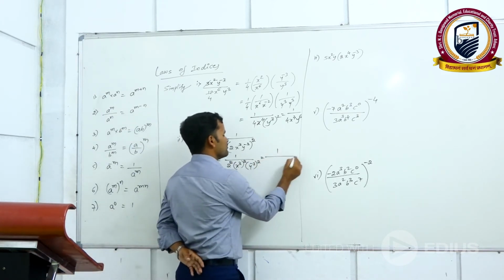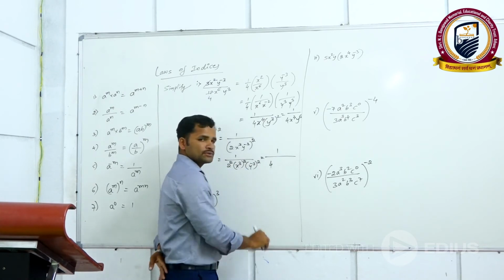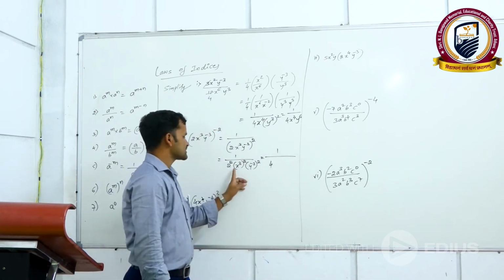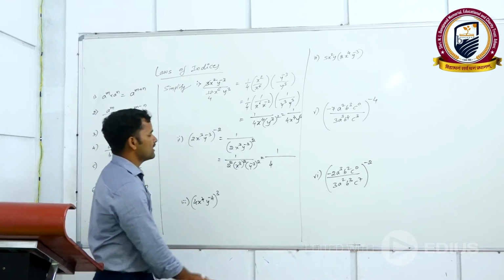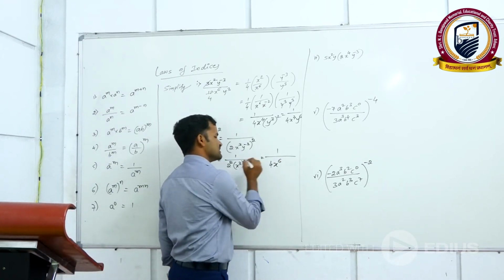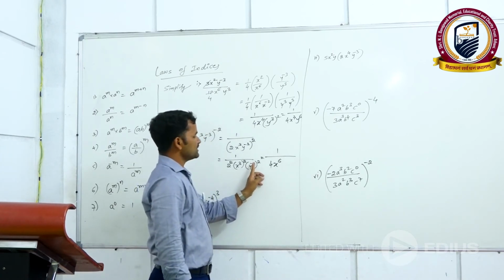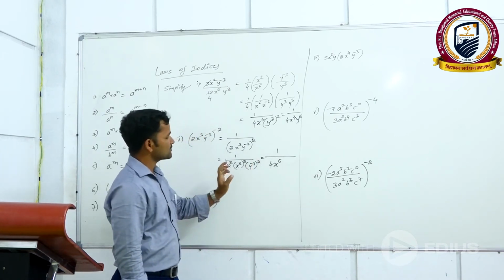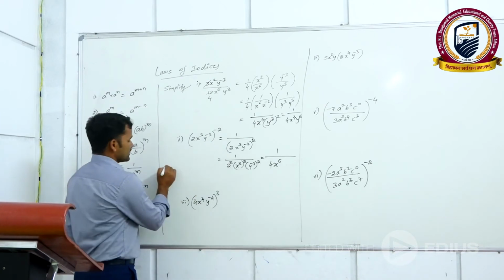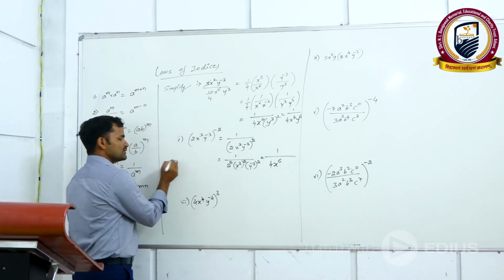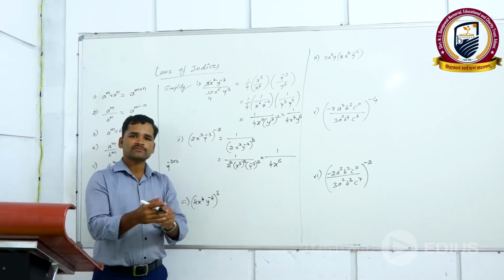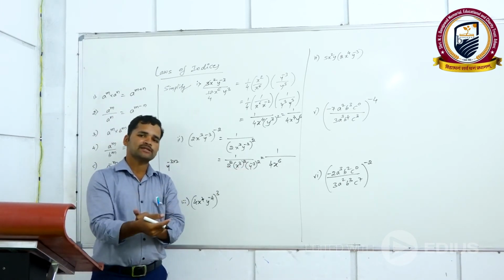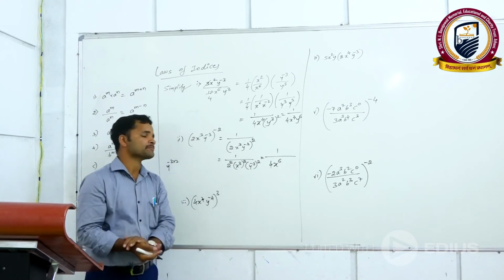Fine. (1/2)^2 times (4x^3)^2. Using this sixth law, this is x raised to 6, and (y^-3)^2 is nothing but y raised to minus 3 into 2. You should not get confused that minus 3 is getting multiplied 2 times, so it becomes a plus. No, it's not the case.